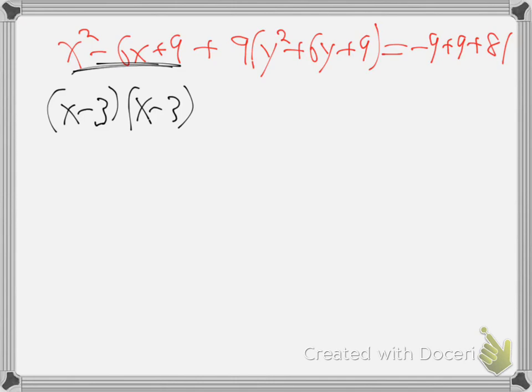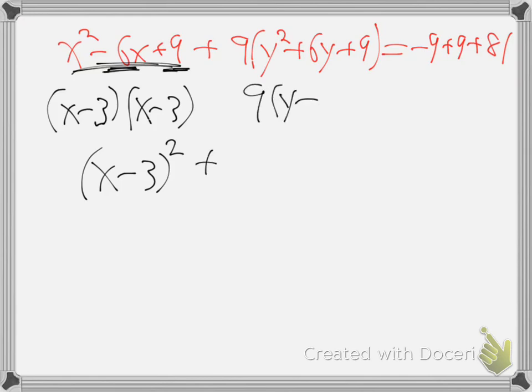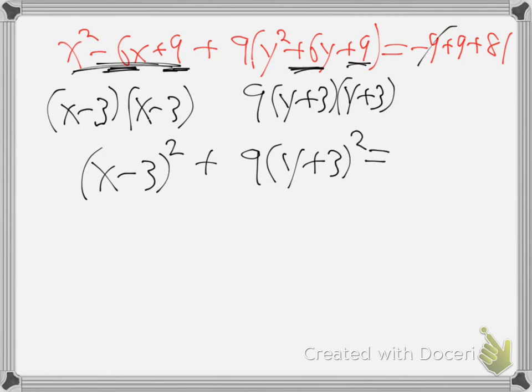Isn't that x minus 3 if you FOILed that out? See how it would be minus 6x in the middle, negative 3 times negative 3 is plus 9. See how it made it a parenthesis squared? And now for the y, same thing. This is going to be y plus 3, because that makes plus 6y in the middle and plus 9 at the back. So that's y plus 3 squared. On the other side, these cancel, 81. We're so close.